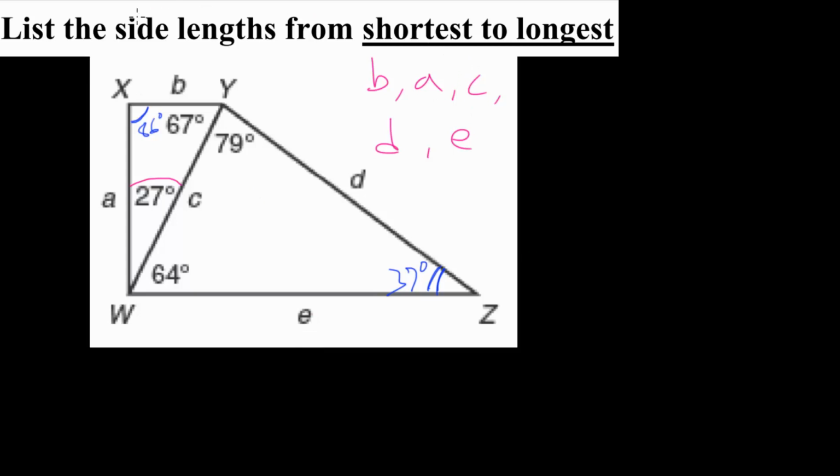And the final answer to this question, when listing these from shortest to longest: B is the shortest, A is bigger than that, but C is bigger than A, D is bigger than C, and then E is bigger than all of these.